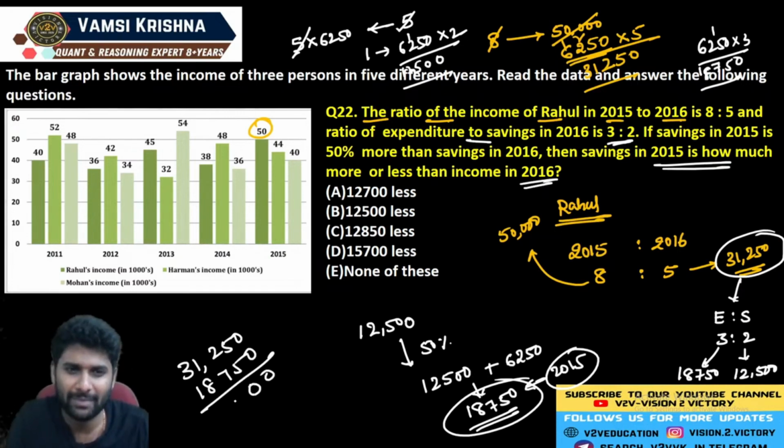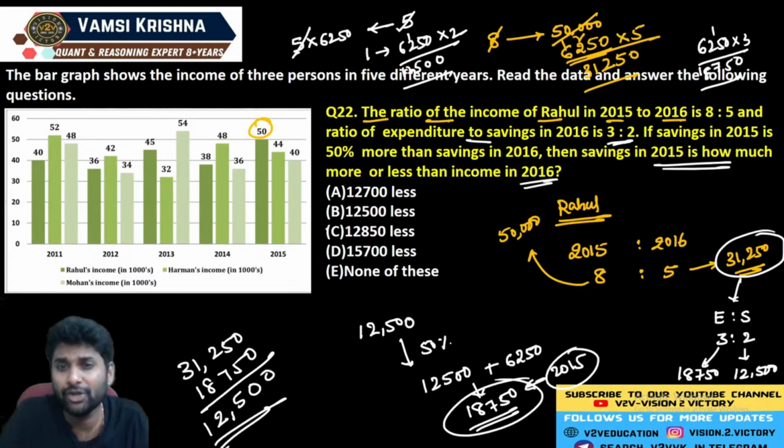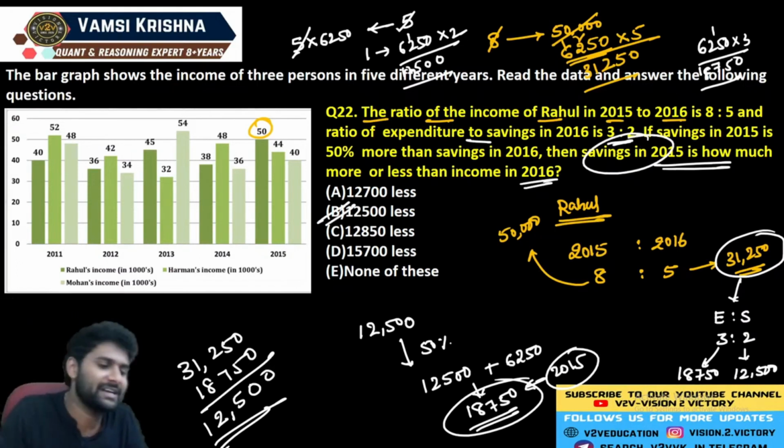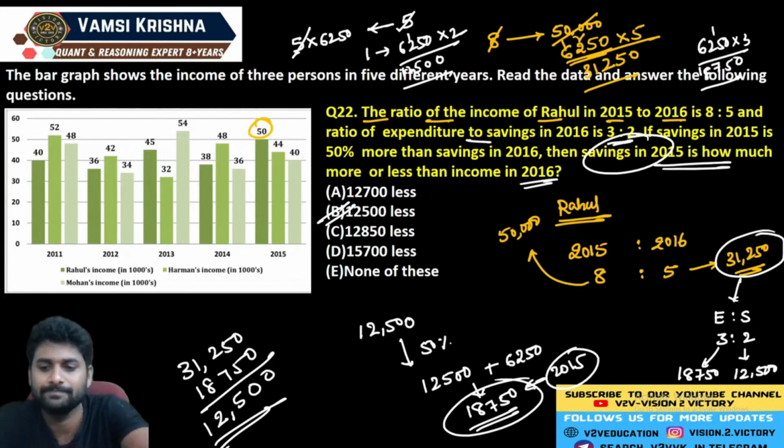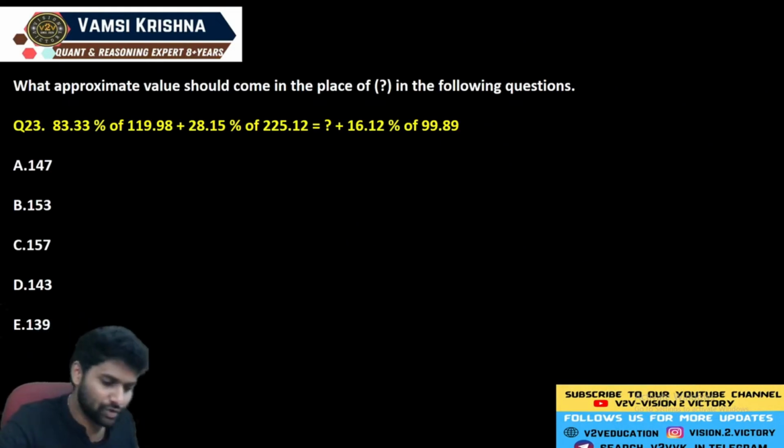0, 0, 12 minus 7 is equal to 5. It's again 2. So answer 12,500. And you already know that, guys, the savings is less than the income. So answer is 12,500 less. It needs some calculation. So the calculation depends on the way you understand the information. Yes. Go through the next one.